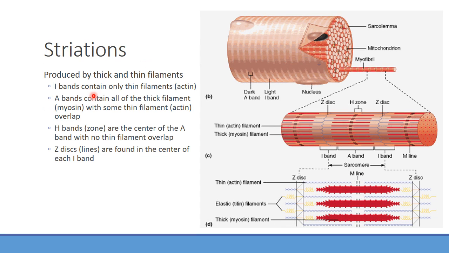So again, we already mentioned this, but I bands contain only the thin filaments. A bands contain the myosin with some coverage here with the actin. H zones are at the center of the A band and have no thin filament overlap.